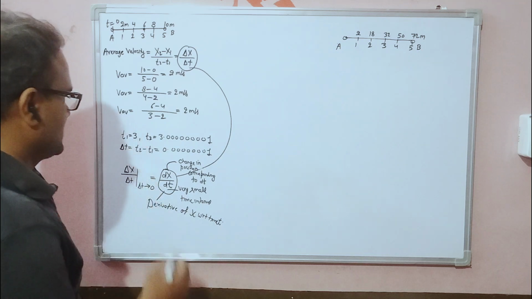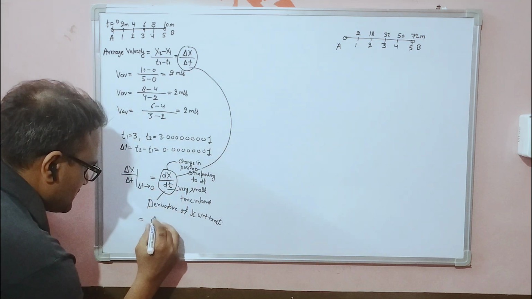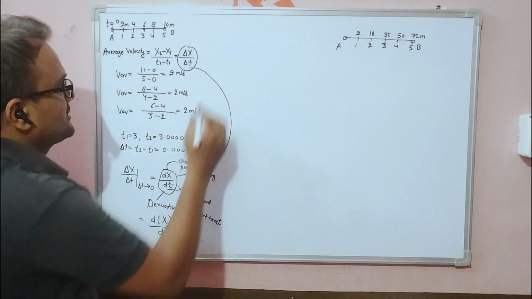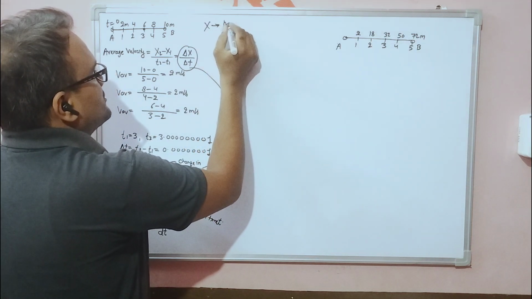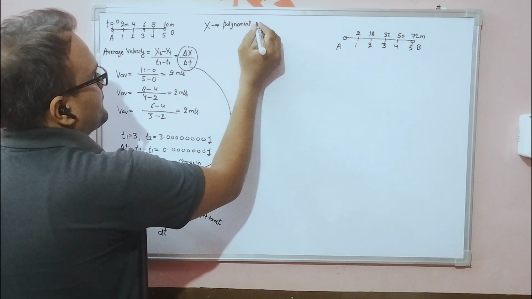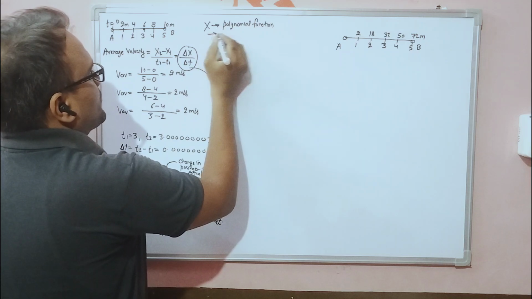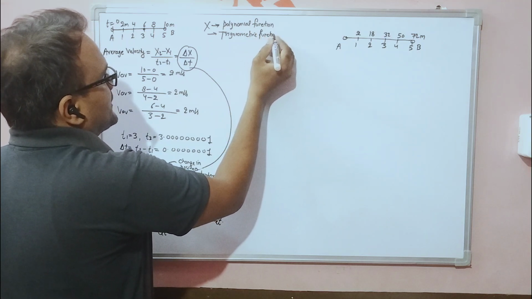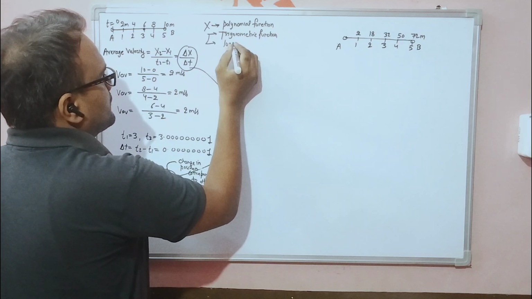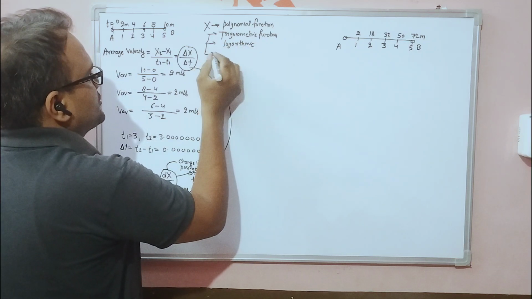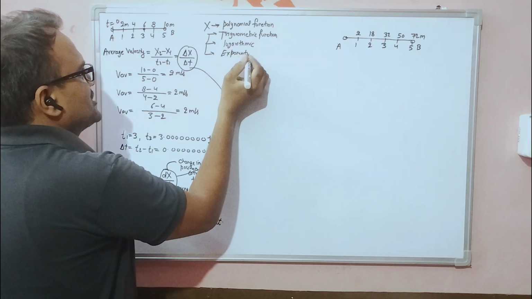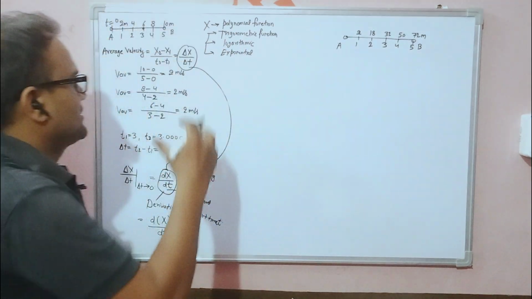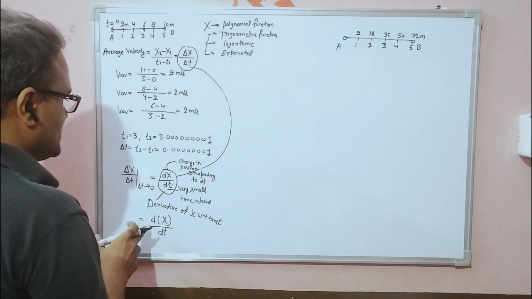Okay, so technically it is written like this: d of x over dt, where this x can be a polynomial function, it can be a trigonometric function, it can be a logarithmic function, and it can be an exponential function. Okay, and we will explore all of these functions when we discuss the questions from quizzes. So that is for the latter part, but now here just focus on this dx by dt.